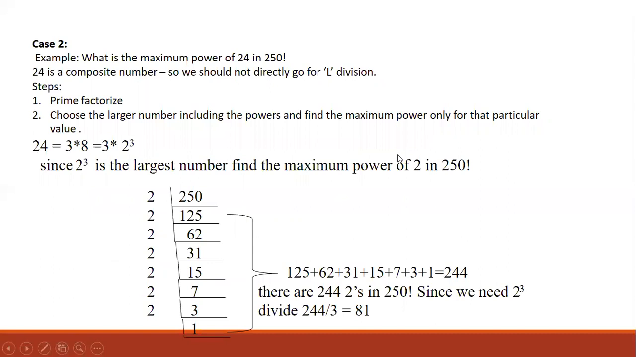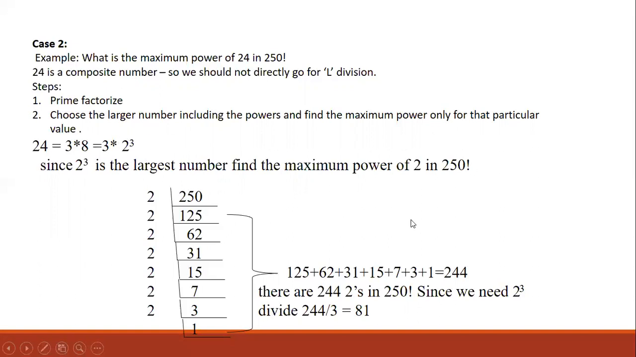Second case: what is the maximum power of 24 in 250 factorial? Here, 24 is not a prime number, it is a composite number. So we need to prime factorize it. 24 can be written as 3 into 8, which is 3 into 2 cube. Out of these two, we must check which is the highest number. The highest number is 8. So we need to find the maximum power of 2 in 250 factorial.